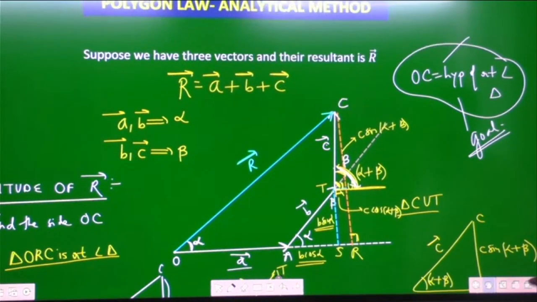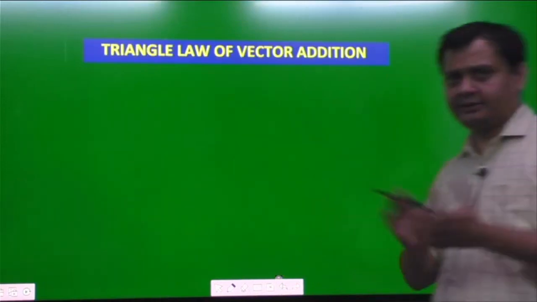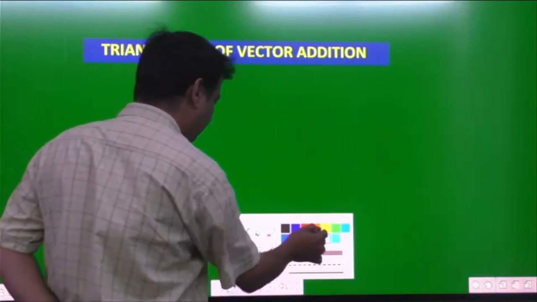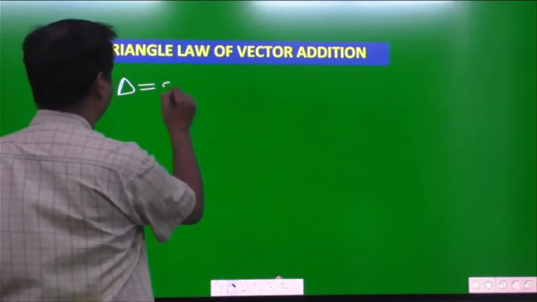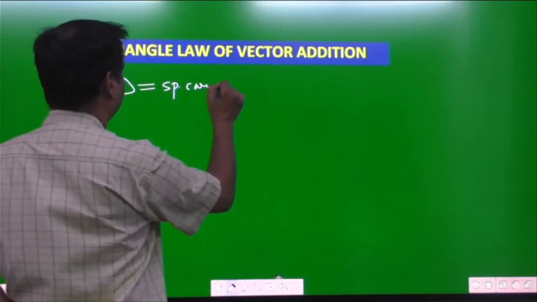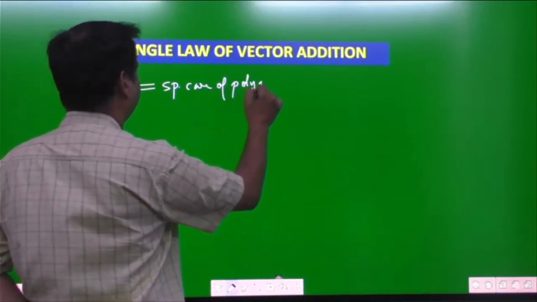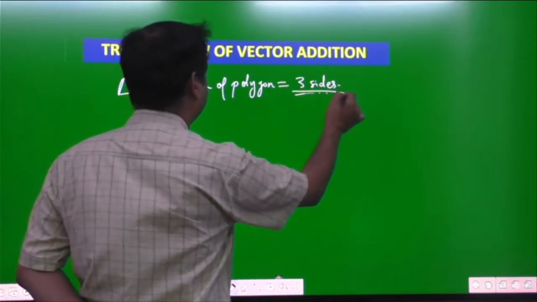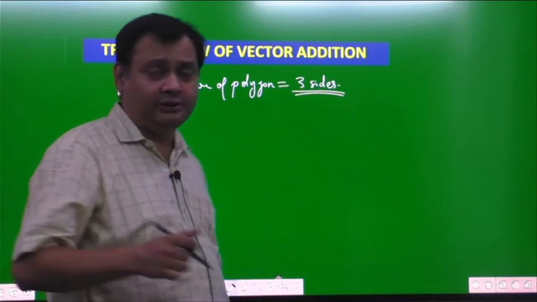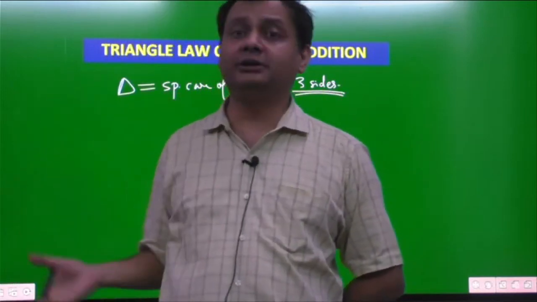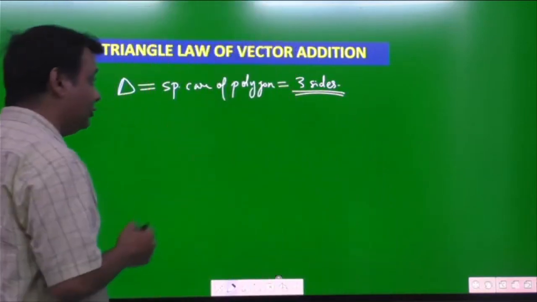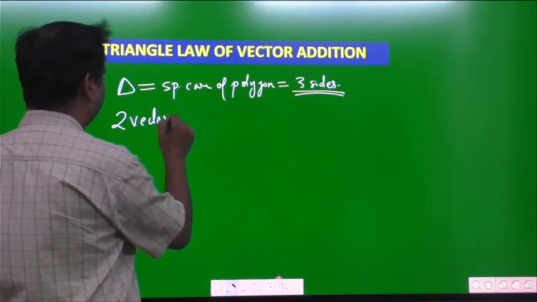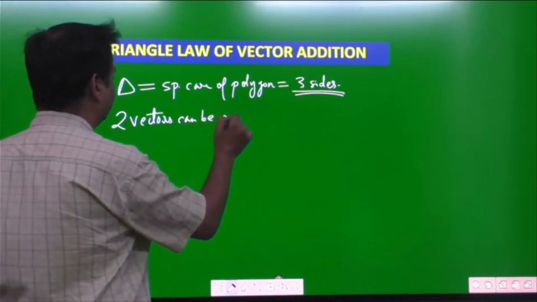Now see, triangle law of vector addition. Triangle is nothing but a special case of polygon with 3 sides. We have seen in the previous lecture, if there is an n-sided polygon, then how many vectors can be added? N minus 1. So with the help of the triangle law, how many vectors can be added? 2 vectors can be added.